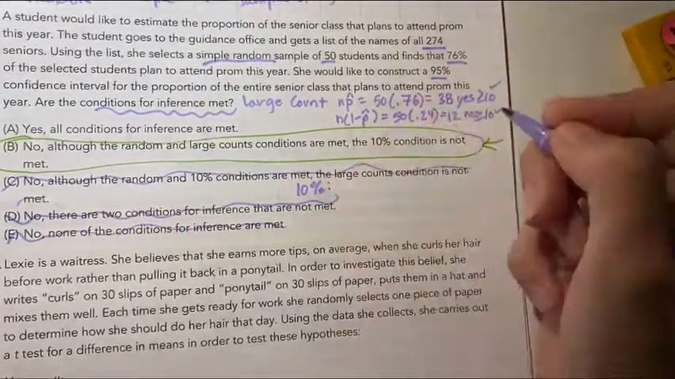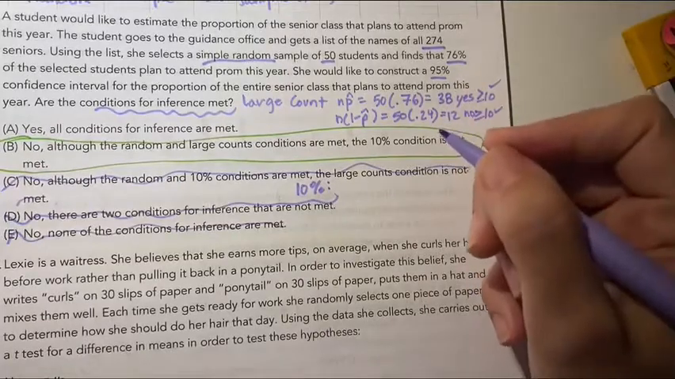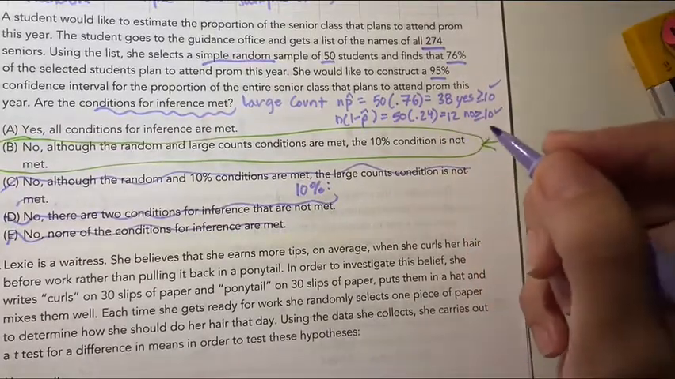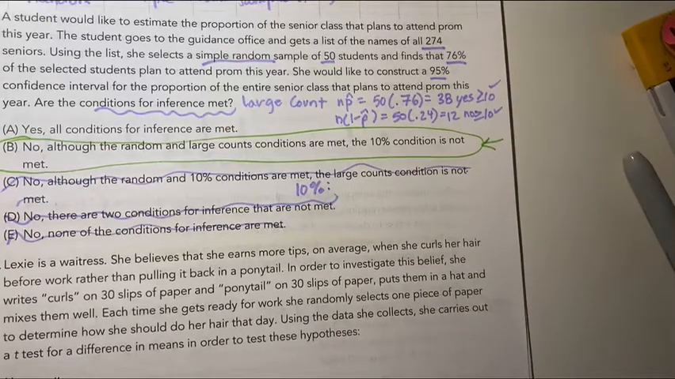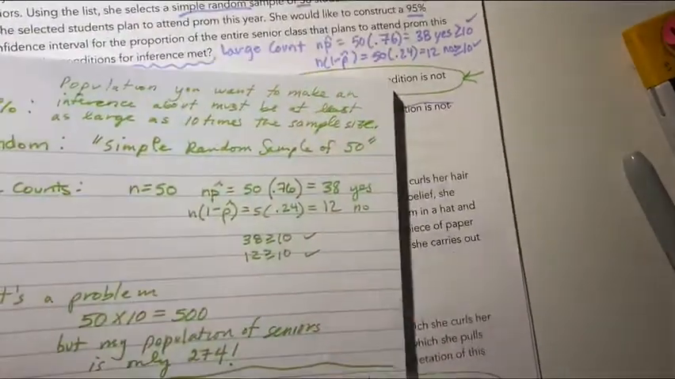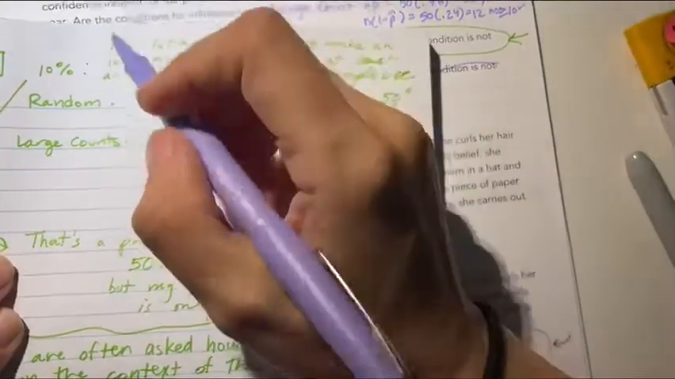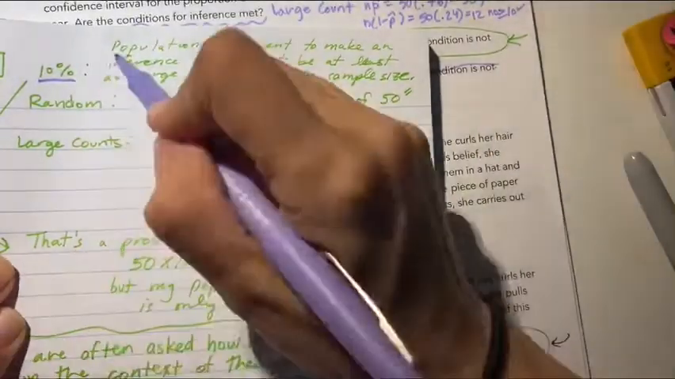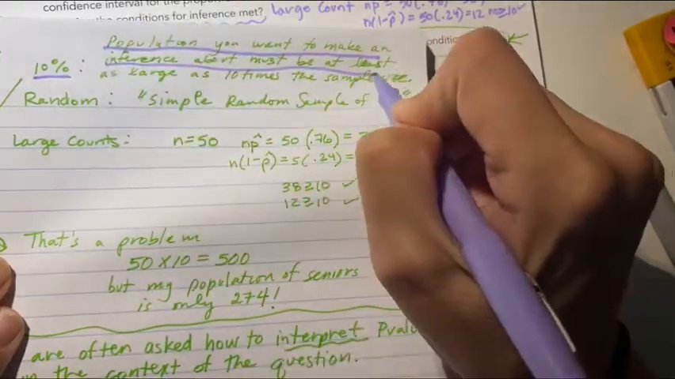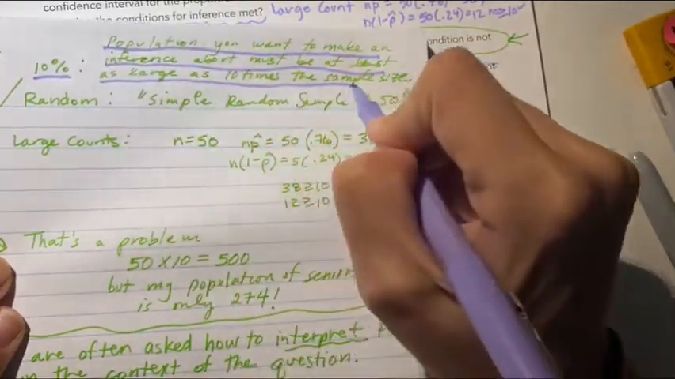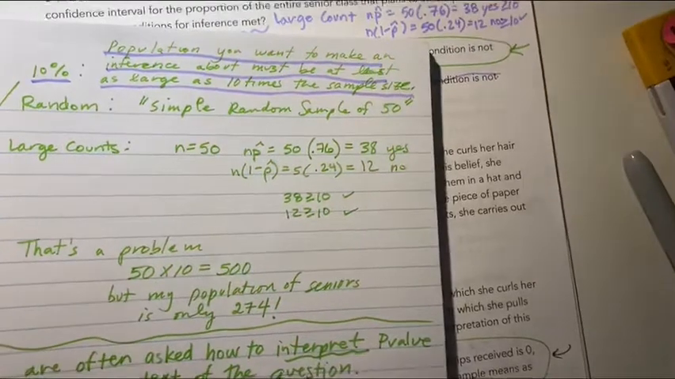If you're missing this question, you really should write out the definition of the 10% rule. And I actually already wrote it out. So let me just show you my work and I'll talk my way through it. The definition of the 10% rule is the population you want to make an inference about must be at least as large as 10 times the sample size.